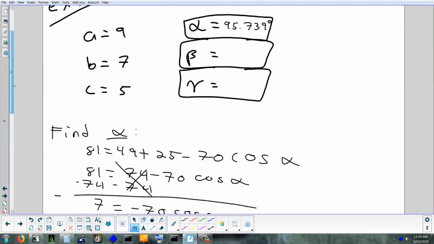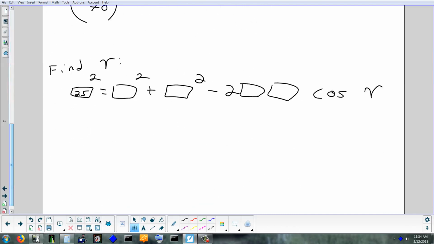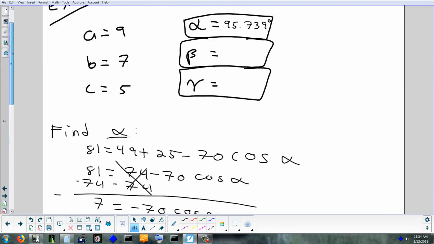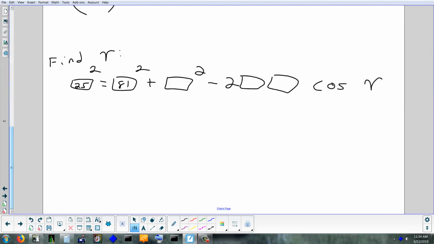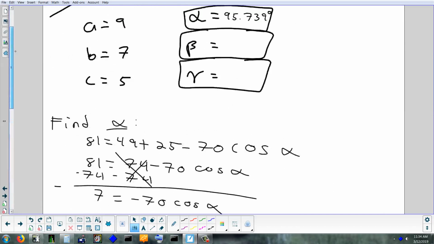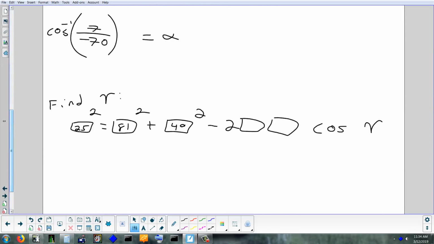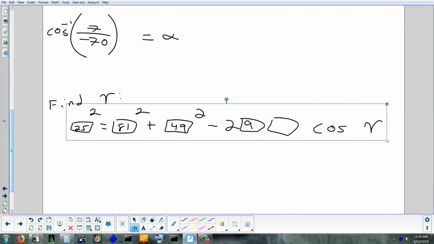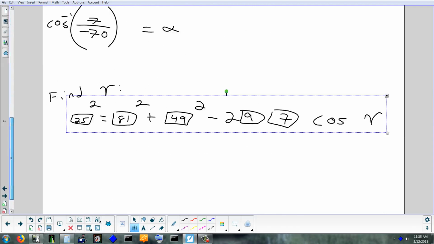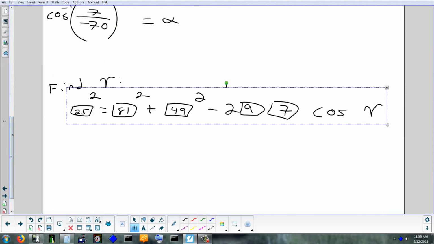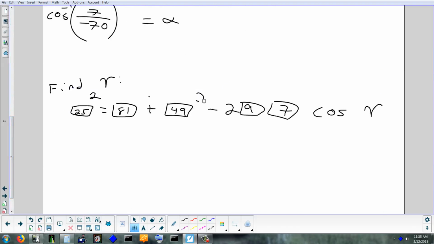Yep, c squared. So we got that, 25, equals a squared, 81, plus b squared, 49, minus 2 times what? Times what? 297. Cosine gamma. All right, and you know what? We actually already squared these as we went, so we don't need those there. If you didn't square them as you go, then you'd have to square them right now.